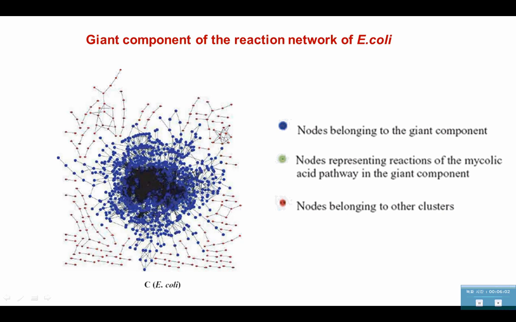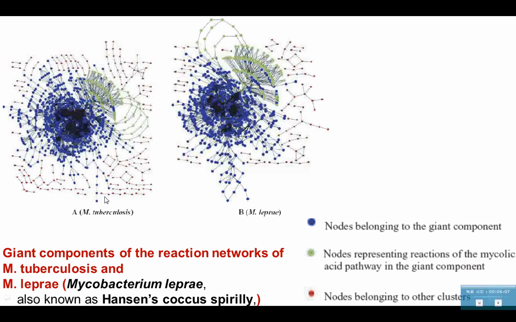So these are the real examples. This is tuberculosis, and this is from Laplace. From these graphs, when we analyze them, those graph theoretical techniques could be used, and those results were shared in the papers in chemistry. Giant component of the reaction network of M. tuberculosis and M. Laplace.